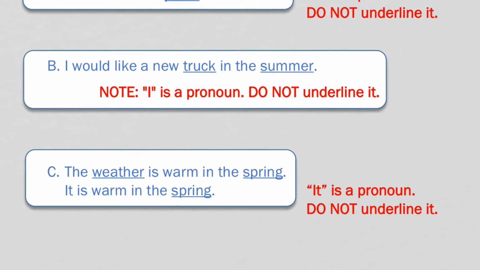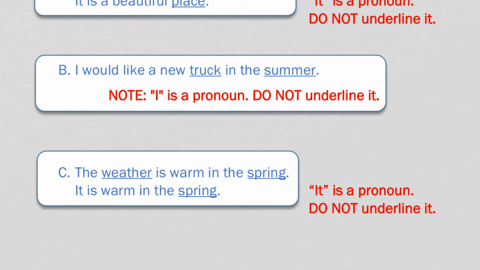C. The weather is warm in the spring. So we've got weather and spring, 2 things. But if we use it instead of the weather, then we end up with it is warm in the spring. Do not underline it. The only noun that we have there is spring.